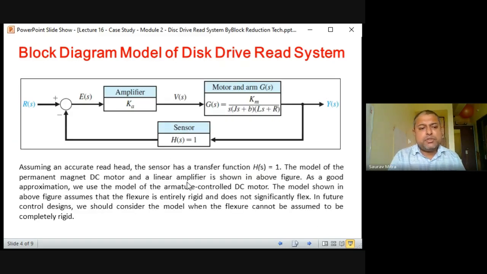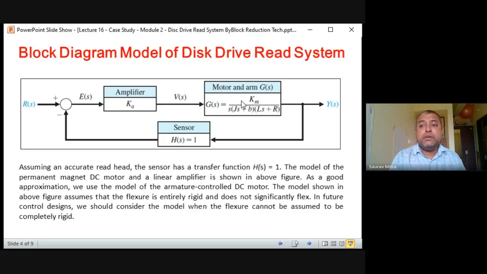So here are some inputs to it. Assuming an accurate read head, that means the read head is working perfectly, the sensor has a transfer function Hs equal to 1. So in the feedback path, this is called Hs equal to 1. This is actually the sensor gain, the model of the permanent magnet DC motor and a linear amplifier. So this linear amplifier is shown in the above figure. As a good approximation, we use the model of the armature controlled DC motor. This is the armature controlled DC motor model, and how it is developed, I will give you that page number also. You just go through it. If you cannot understand, I'll help you out.